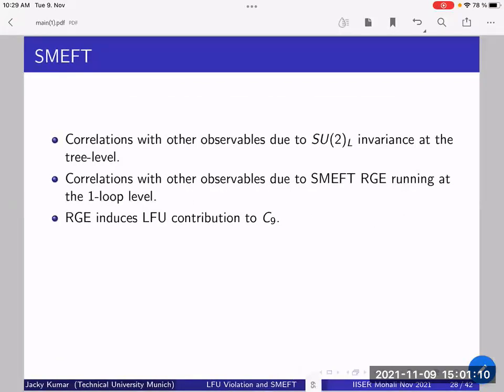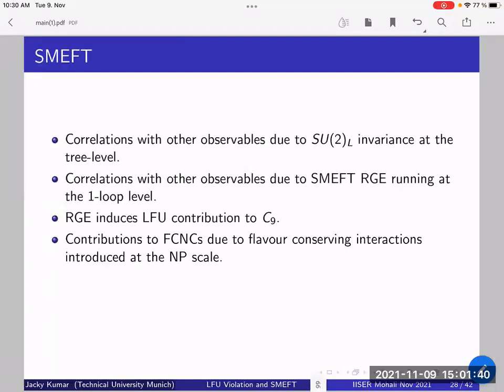Then you will see how you can get this LFU universal contribution in C9. As I said when I explained the EFT interpretations, the fit to data currently prefers, in addition to the LFU violating component, some universal component in C9. So you will see that in SMEFT, through RG running, you can get this universal component.